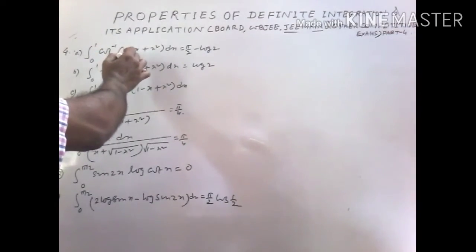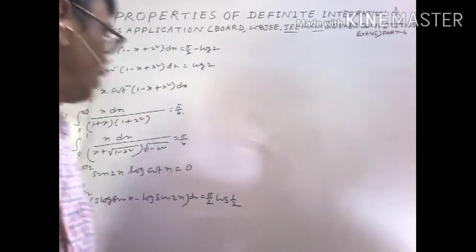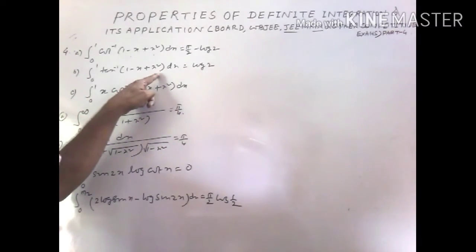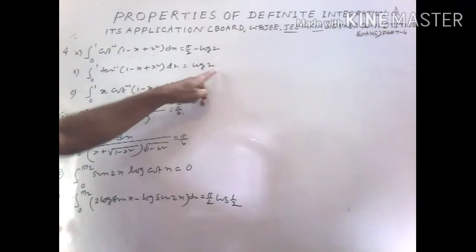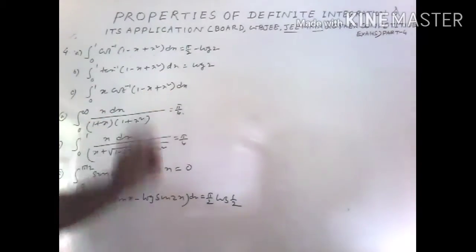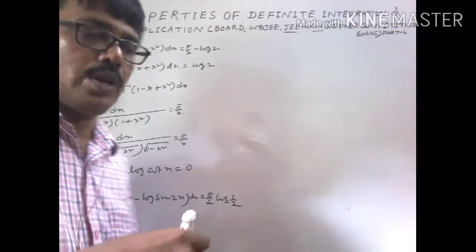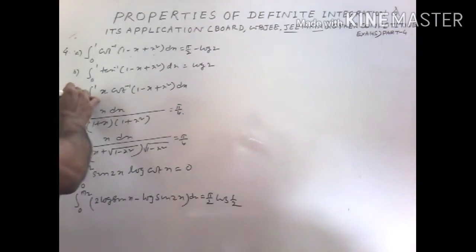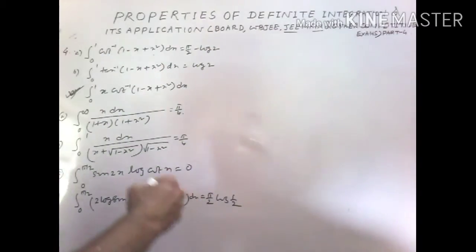So 0 to 1 cot inverse (1 minus x plus x square) dx, pi by 2 minus log 2. 0 to 1 tan inverse (1 minus x plus x square) dx, log 2. 0 to 1 x cot inverse (1 minus x plus x square) dx. So all are same type. So we consider problem number C. This is most general among them.